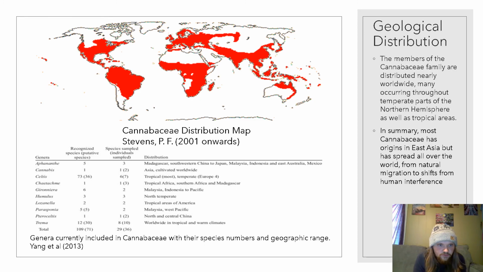The three I wanted to point out on this are Celtis, which is mostly tropical and temperate, and it says Europe; the Cannabis genus, which is mainly Asia but cultivated worldwide; and then Humulus, which is northern temperate. It's almost everywhere. It's where people are using it for the most part, but it does grow, like a lot of them do, in the wild.